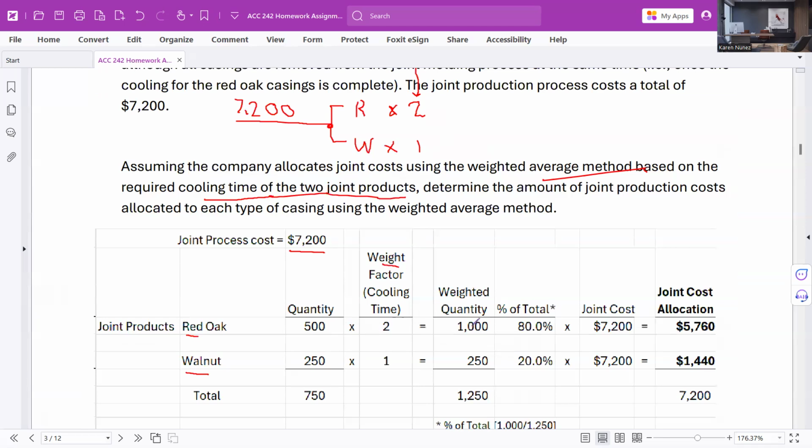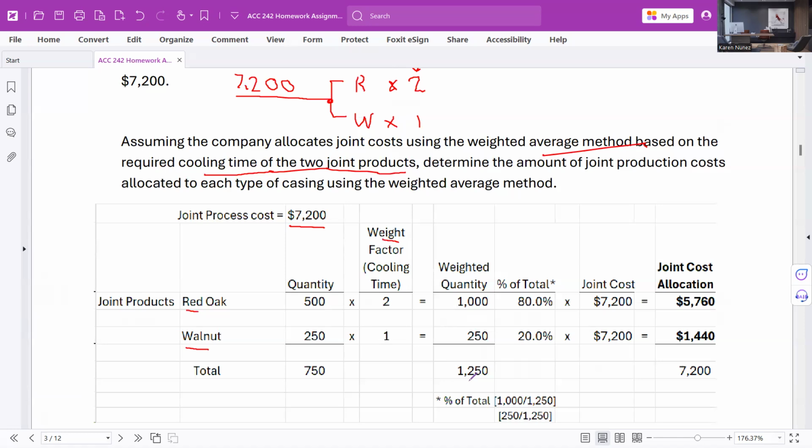500 times 2 gives us a weighted quantity of 1,000. 250 times 1 gives us a weighted quantity of 250. The total is 1,250. Those are the proportions that we're going to use. 1,000 divided by 1,250, right, is 80%. 250 divided by 1,250 is 20%, times our joint cost. That's our allocation. To red oak, $5,760. Allocation to walnut, $1,440. Total cost is allocated in that way, $7,200.